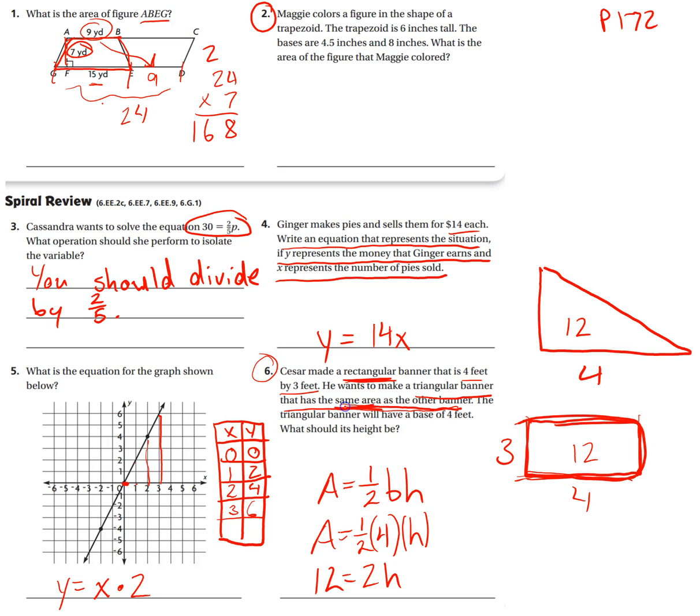Has to have the same area. Area is 12, so I know this area has to be 12. So to find out h, I have to do an inverse operation, divide both sides by 2. That gets rid of the 2 on that side, leaving me with just h, and 2 goes into 12 6 times. That makes sense. So 6 feet for the height.